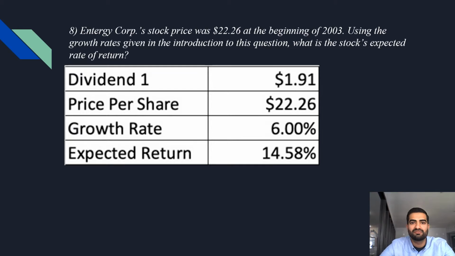Next, Energy stock price is $22.26 at the beginning of 2003 using the growth rates given in the introduction of this question. What is the stock's expected rate of return? And this was done by dividing the dividend 1 of $1.91 by the price per share and then adding the growth rate to get an expected rate of return of 14.58%.